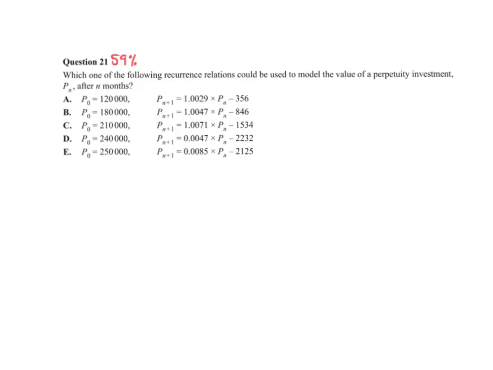Which of the following recurrence relations could model a perpetuity investment? What you have to remember is, with a perpetuity investment, when we have a recurrence relation, it'll have a V0, then it has a Vn+1. With a perpetuity, you have the R value times the Vn, and then you would be taking out a payment, okay?